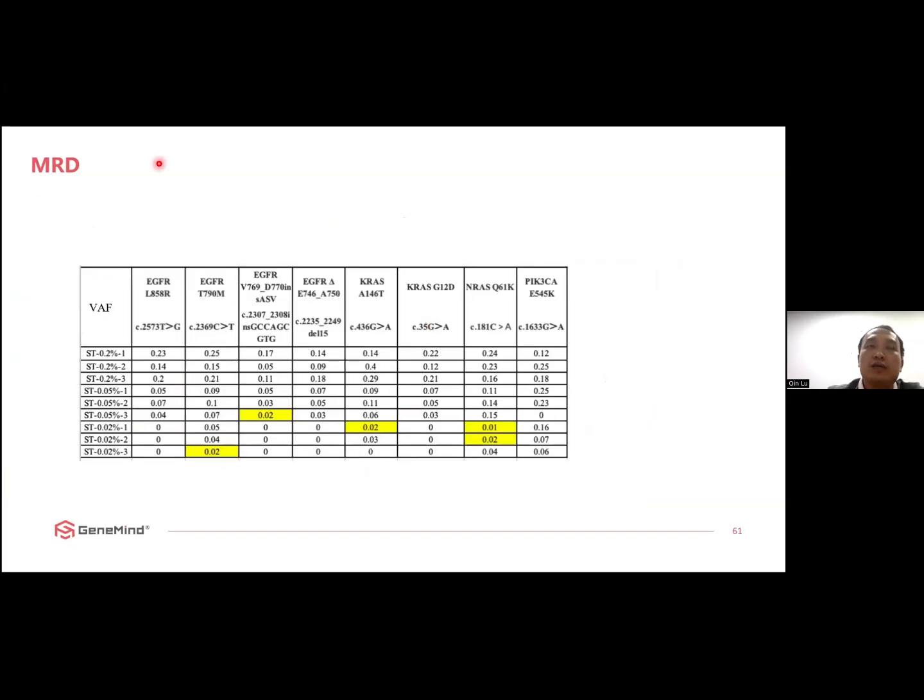And for MRD, we tested some standard substances with a low VAF of 0.02, and we could see that all these mutations could be detected by our MRD panel.